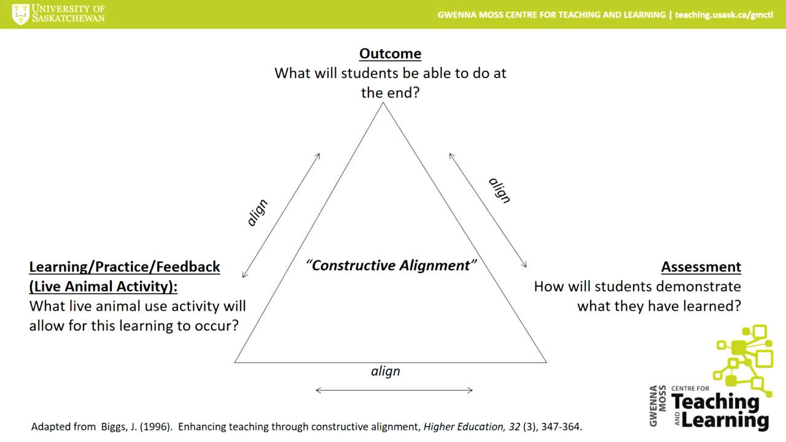In this case, that's the live animal use activity that students will participate in to allow for this learning to occur. And as a learner, it should be very clear to me what's expected and how it will be assessed based on that outcome. And then that learning practice and feedback should be a bridge to practice and to learn so that I am successfully able to meet the outcome in that assessment.